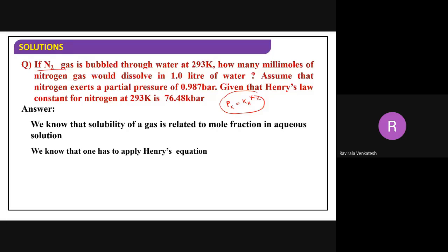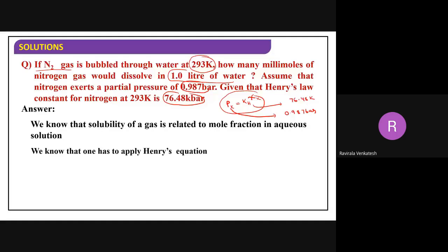If nitrogen gas is bubbled through water at 293 Kelvin temperature, how many millimoles of nitrogen gas dissolve in 1 liter of water? They're asking how many millimoles of gas will dissolve in the water. Assume that nitrogen exerts partial pressure. The partial pressure of nitrogen is given as 0.987 bar, and the Henry's law constant is given as 76.48 kilobar.